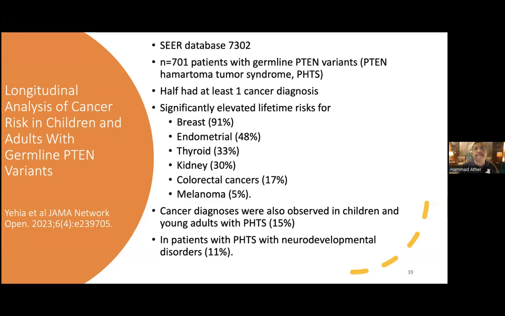So these patients can develop cancers in various parts of the body, which include breast cancer, endometrial cancer, thyroid, kidney cancer in about 1/3 of the cases, colorectal carcinomas and melanomas. Children who have the neurodevelopmental disorder have slightly lower chances of developing malignancy. The difference is between 15 and 11%. I don't know if it really means anything.